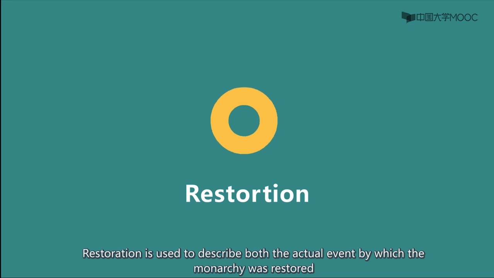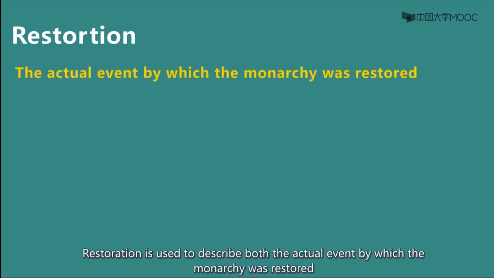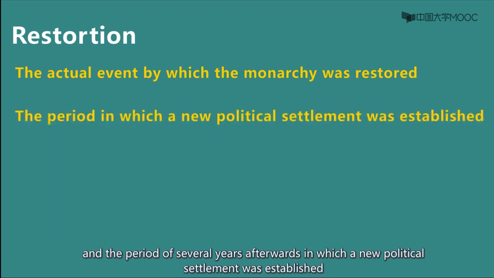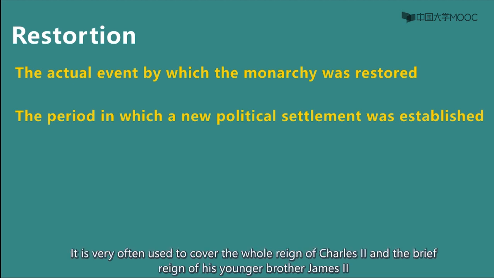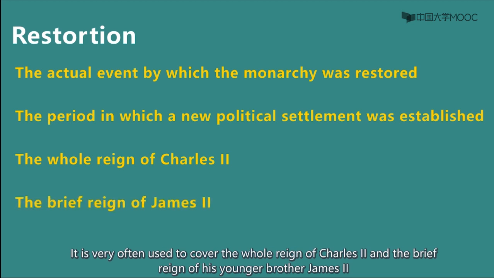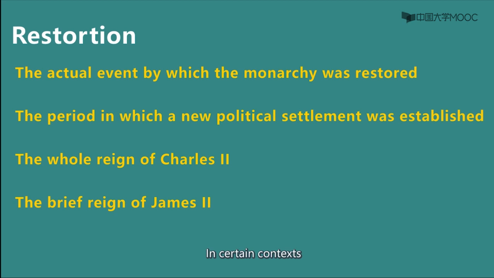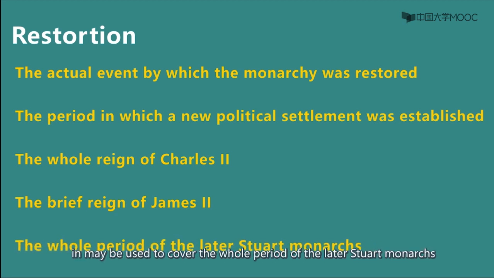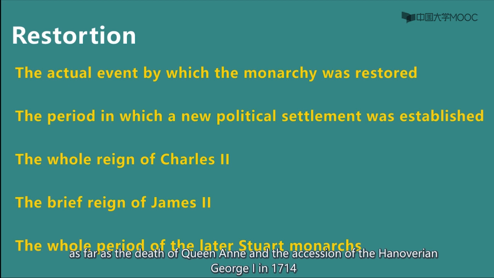Restoration is used to describe both the actual event by which the monarchy was restored and the period of several years afterwards in which a new political settlement was established. It is very often used to cover the whole reign of Charles II and the brief reign of his younger brother James II. In certain contexts, it may be used to cover the whole period of later Stuart monarchs as far as the death of Queen Anne and the accession of the Hanoverian George I in 1714.